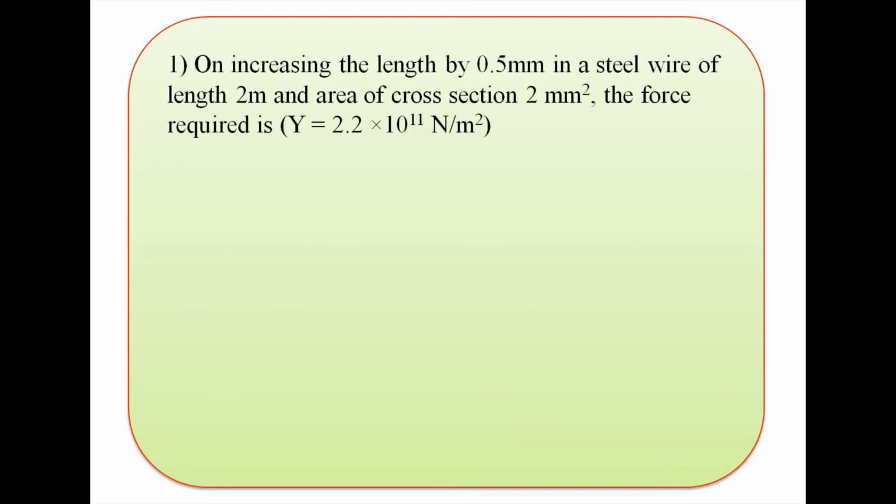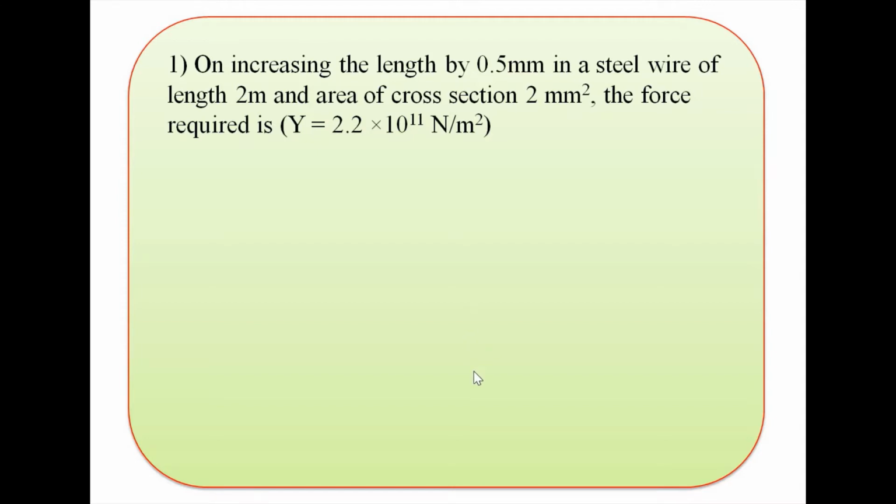The first objective of this topic is: on increasing the length by 0.5 mm in a steel wire of length 2 meter and area of cross section 2 mm square, the force required is, Young's modulus given is 2.2 into 10 raised to 11 Newton per meter square.